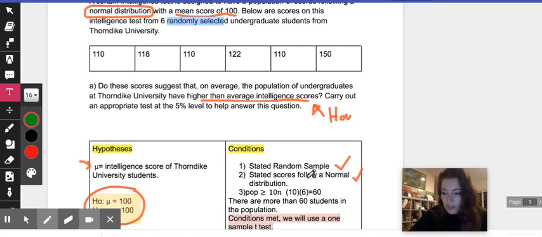The third condition is we want to show that our population is greater than or equal to 10 times n. Our sample size is 6, 10 times 6 is 60, and we can say there are more than 60 students in the population. Conditions met, we will use a one-sample t-test. Let me go ahead and show you how to do that on a calculator.